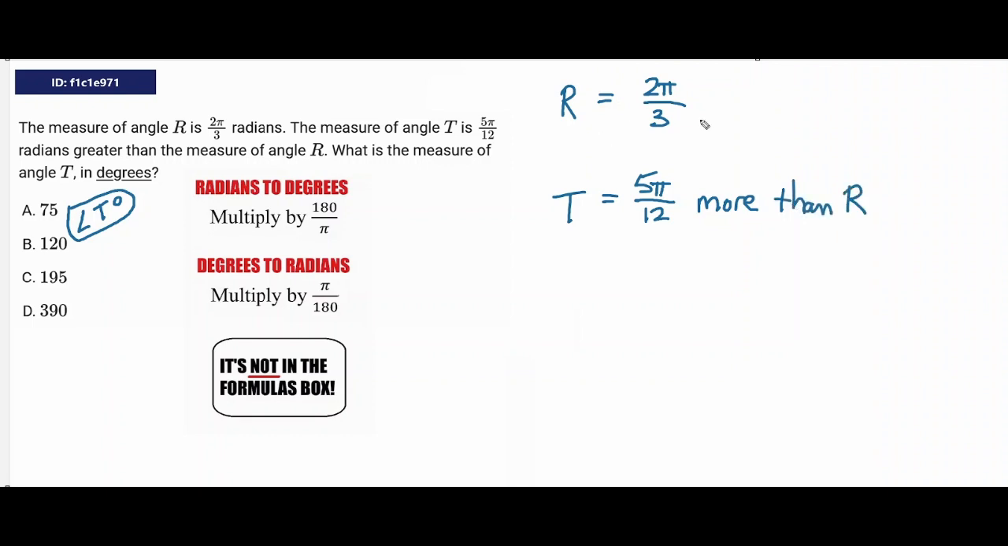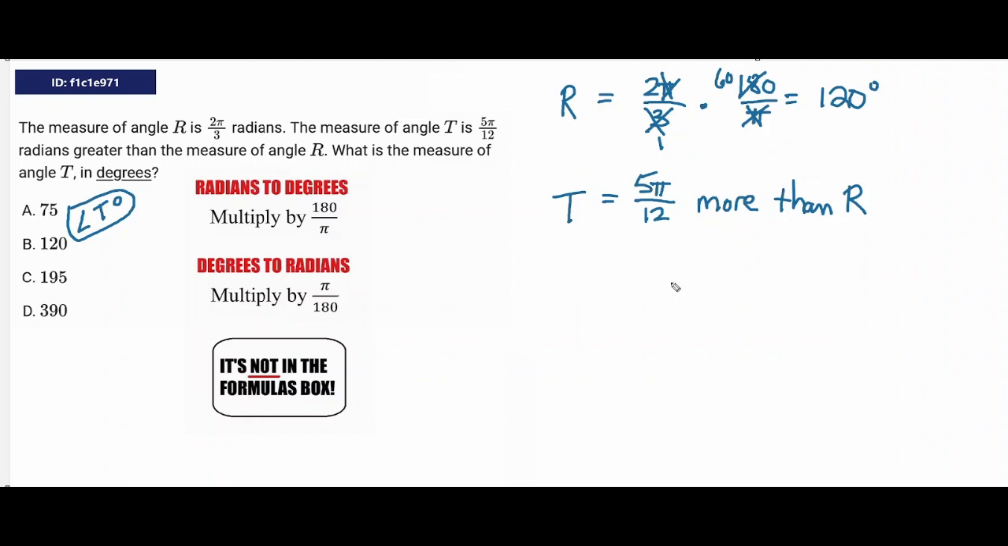How do you get from R's radians to degrees? It's simple. You multiply by 180 over pi. And you can just throw it in your calculator, but if you don't want to or don't know how, it's pretty cool. The pi's just disappear, and test numbers are usually pretty simple. You're going to divide 180 by 3, you're going to get 60. So all this is just 2 times 60, which is 120. So R is 120 degrees.